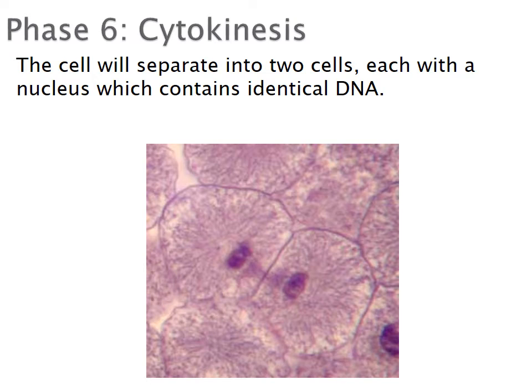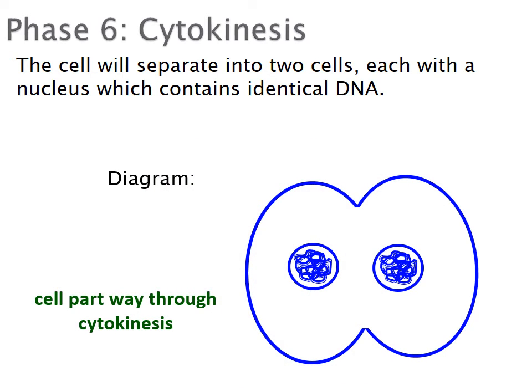And the last phase is called cytokinesis. The cell will separate into two cells, each with a nucleus that contains identical DNA. So in our diagram, we have a cell that is partway through cytokinesis. Pause, take down the notes and the diagram.